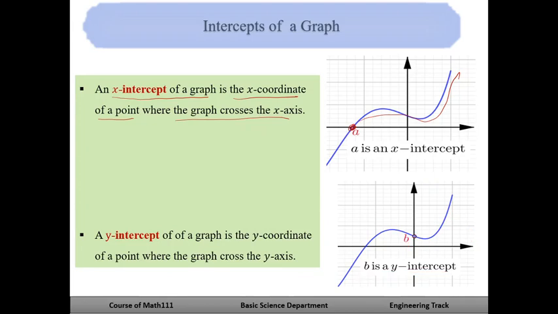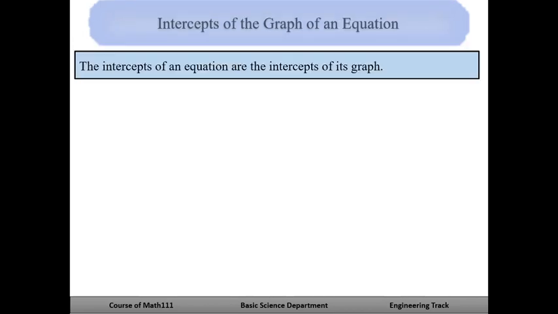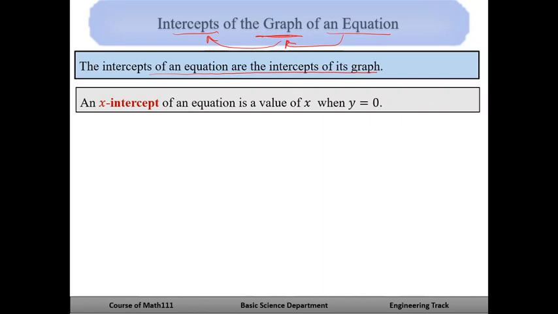Now we will learn how to find them mathematically. When we are given an equation, the equation will have a graph, and we will check if the graph has an intercept. The x-intercept of an equation is a value of x when y equals 0.